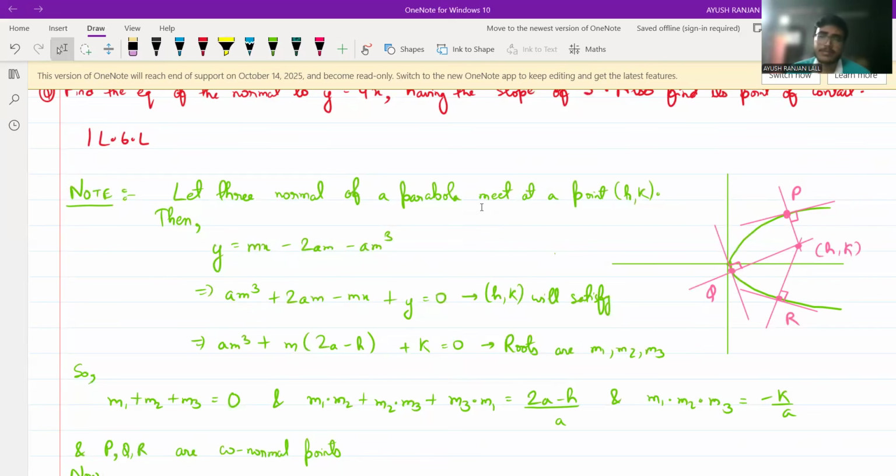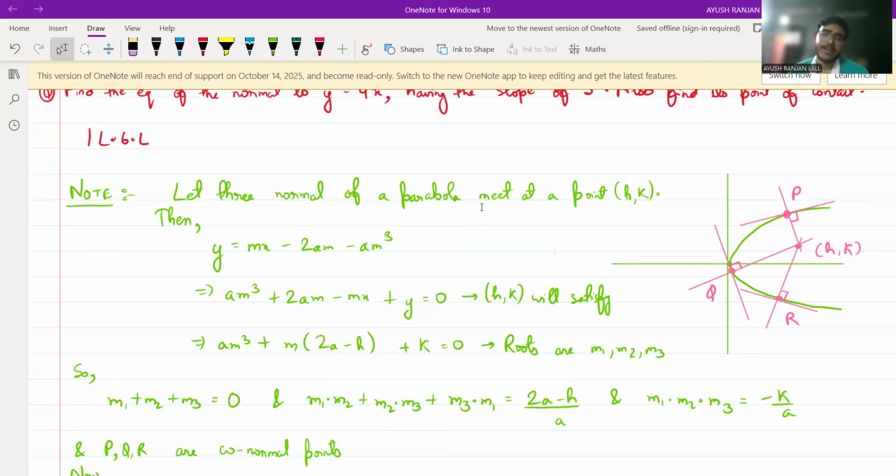If they meet at (h, k), it means three lines are intersecting at a point, meaning that point is going to satisfy all these three lines. So this cubic equation in m will give us the slopes of all the three normal lines, which were made by Q, P, and R.